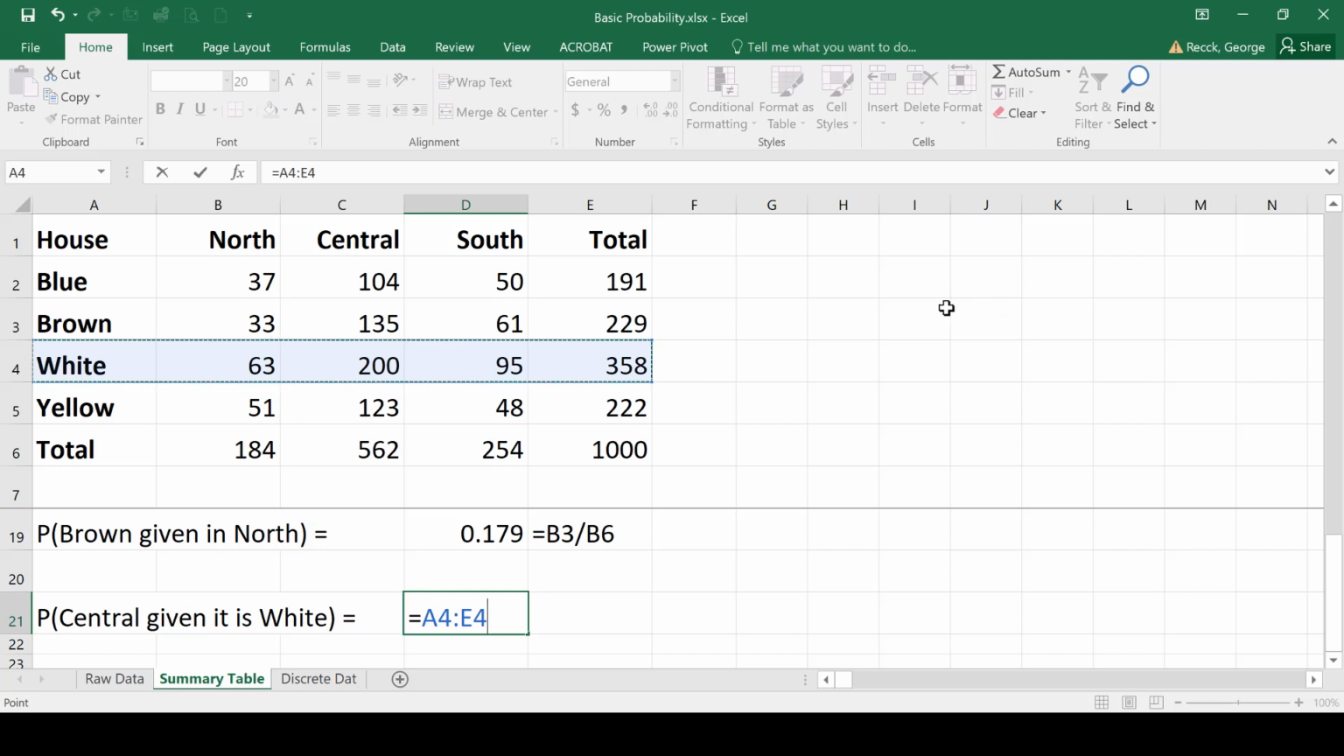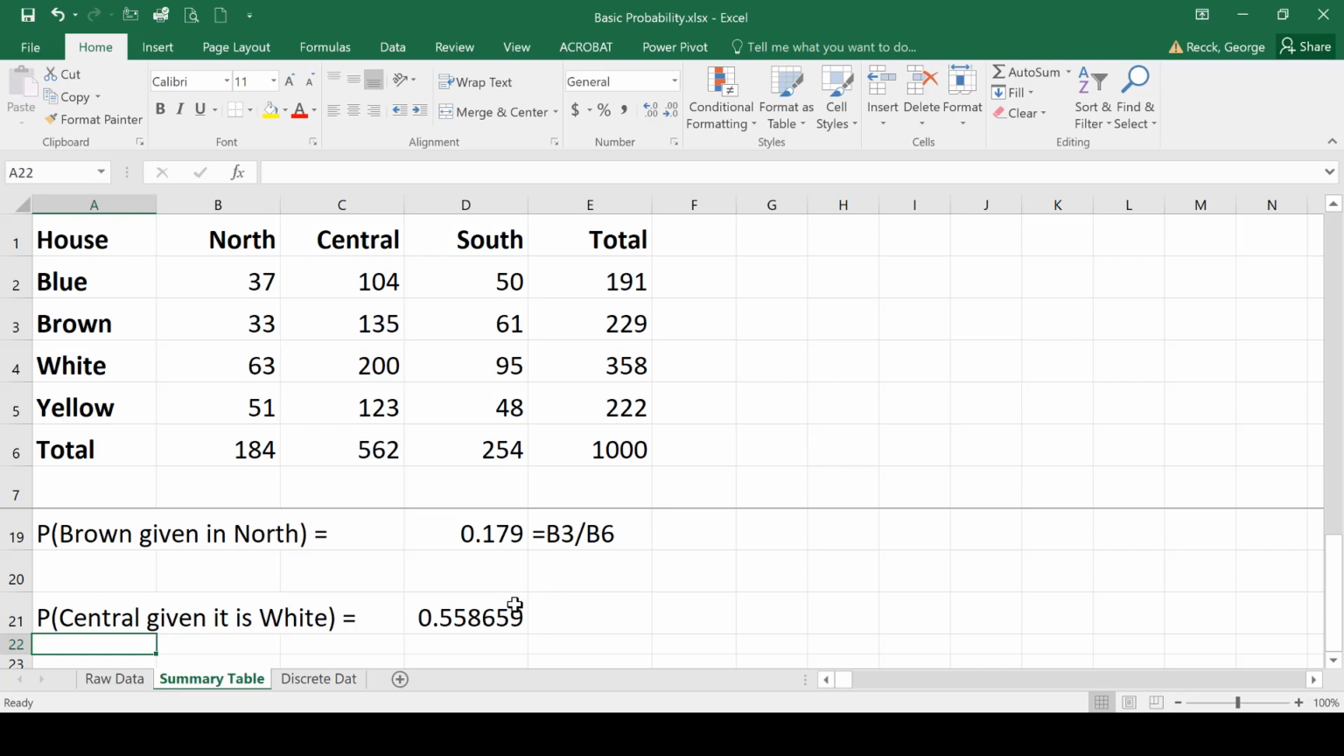358. So here we start with the houses in central divided by the total houses that are white, and that gives us a probability of, let's narrow those decimals, almost 56%.